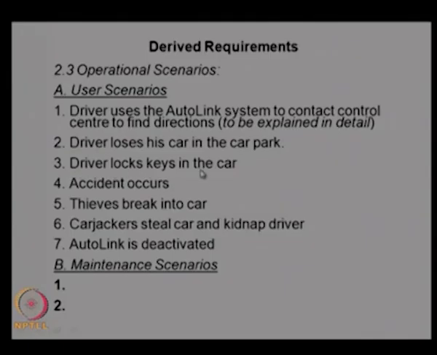The driver locks keys in the car can be another application you can think of. Then an accident occurs, or thieves break into the car, how can we use this particular system for that scenario, or carjackers steal the car and kidnap the driver. In this situation, how should the system help the passenger or the driver? Or the Autolink is deactivated. So, there may be a scenario when the Autolink is getting deactivated, and how the system should react to such scenarios.